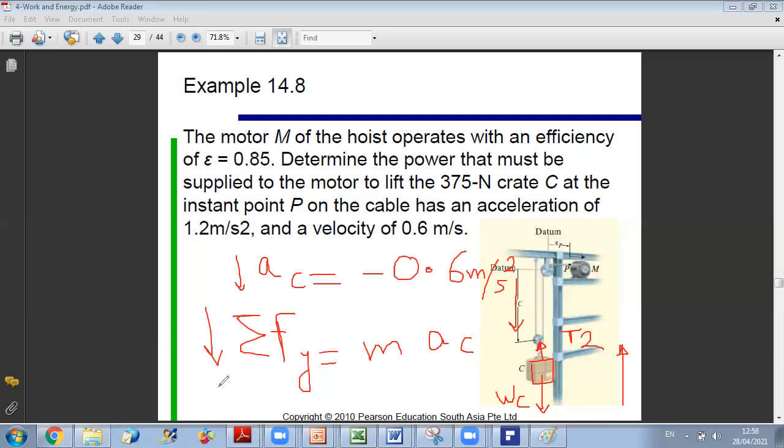I have plus WC minus T2 equals, since now I am working in the positive downward coordinate and AC is minus 0.6, minus M times 0.6. And again, pay attention. If you say I want to put y upward positive, then your equation will be minus WC plus T2, but here you should pay attention to put not AC equal minus 0.6, but plus 0.6, okay?